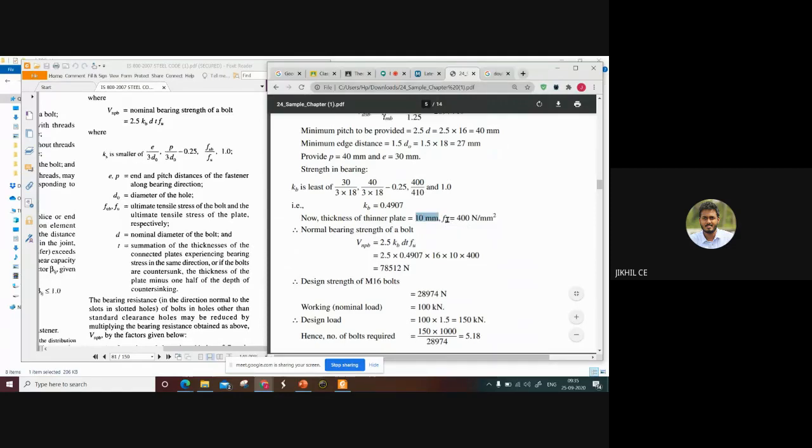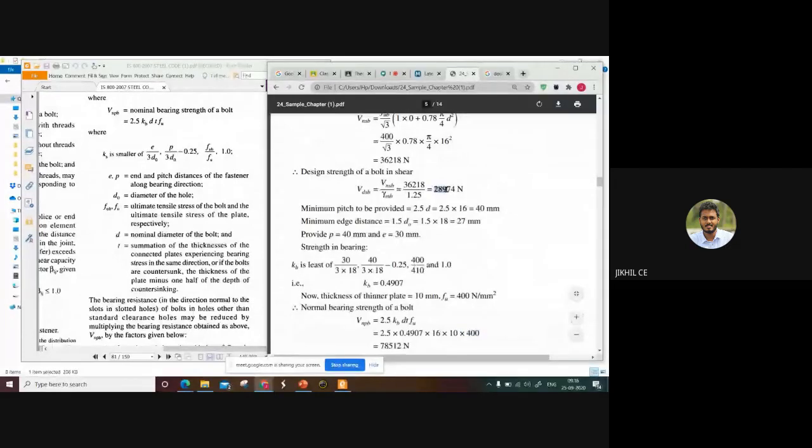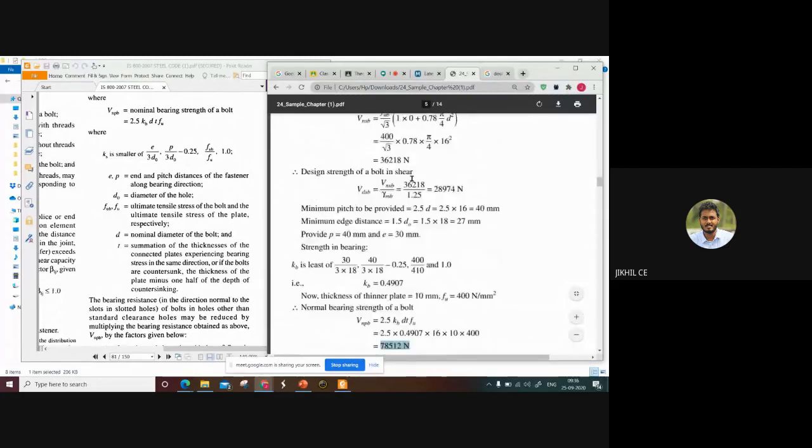And we have FU, the ultimate strength of the bolt, as 400. So we have all the values. Nominal bearing strength of a bolt is equal to 2.5 into KB we found, D is the diameter of the bolt, T is the lowest thickness 10 mm, and 400 is the ultimate stress. We found the bearing capacity of the single bolt is equal to 78 kilonewton. When we compare with the shear strength, which was only 28, we have the bearing strength 78. So the bolt is weaker in shear strength in comparison.